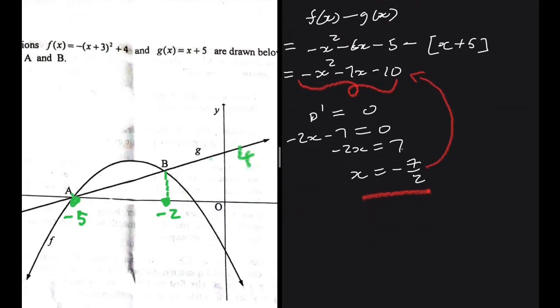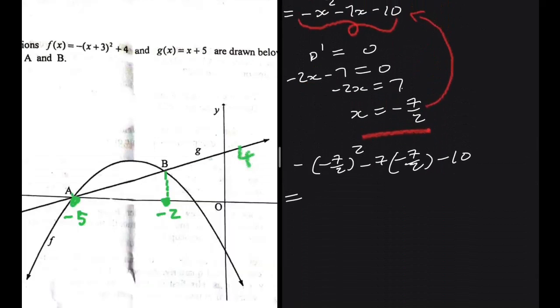So if we sub x into that equation, we're going to have minus 7 divided by 2 squared minus 7 divided by 2 minus 10, right? So that is our maximum distance. Let me just put that in my calculator and see what I'm getting. So minus 10, and I'm getting 2.25 units, right? So the value of k is 2.25 based on what I'm proposing here.